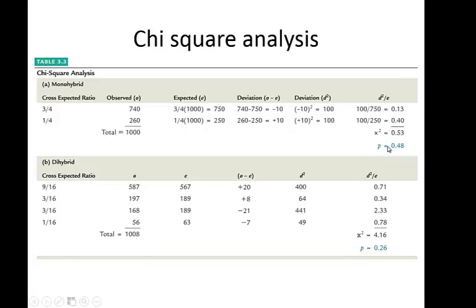I'm going to talk about this p-value in just a second, but what I'm going to show you with a dihybrid cross, the numbers, you're going to end up in this case with the chi-squared value of 4.16. The expected versus the observed, you can subtract those out, you can square them, divide them by the expected, and that's going to be your total numbers here.